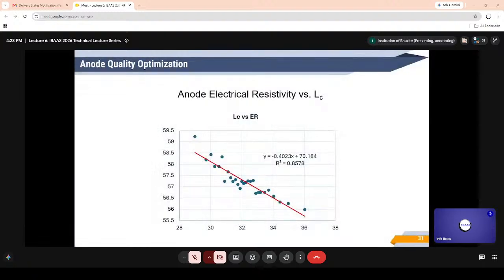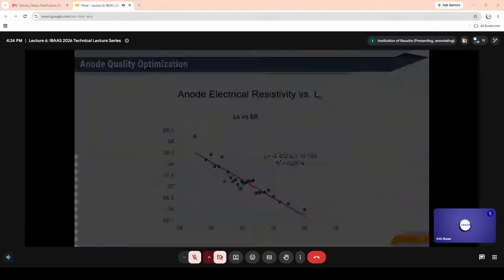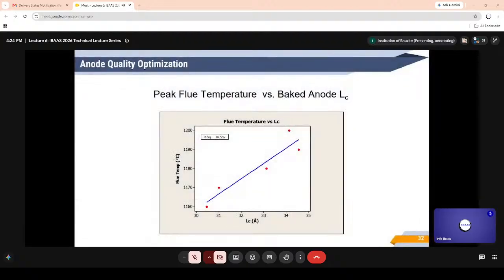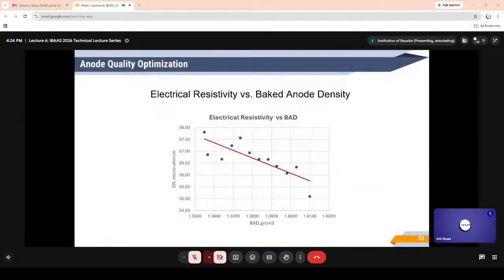Electrical resistivity of carbon anodes decreases with increasing lattice constant. The lattice constant increases with increasing peak flue gas temperature of anode baking. Electrical resistivity also decreases with increasing baked anode density. Dense anodes provide continuous passages for the smooth flow of free electrons.